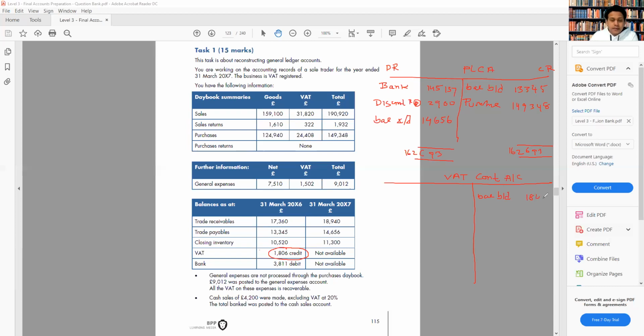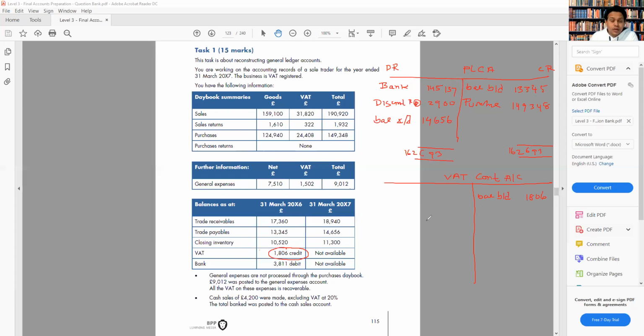1806. VAT opening balance normally is a credit balance unless the question says it is a debit balance. If the question mentions very clearly the VAT's opening balance is a debit, only that time record it on the debit side. If the question said credit, it is credit. If the question doesn't say anything, still it is credit. So if they said VAT opening balance 1806, you have to record on the credit side even if they don't say whether it is debit or credit.